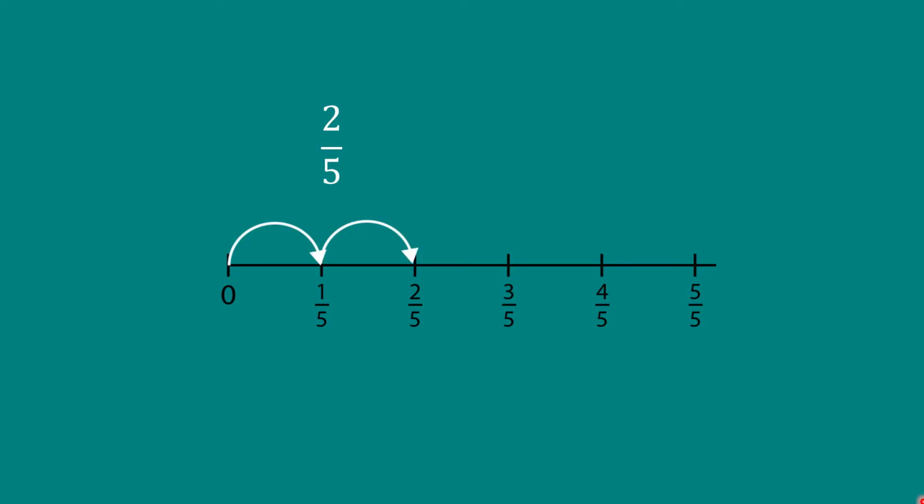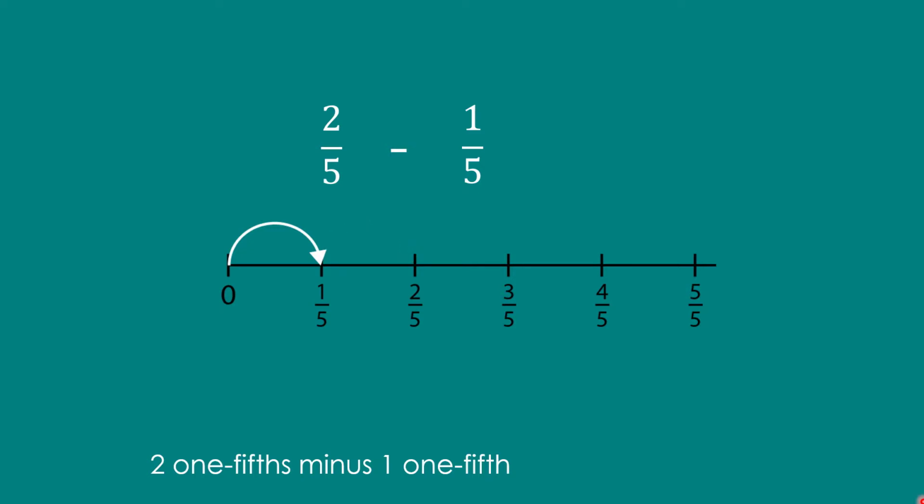Did you imagine it like that? 2 jumps of 1/5. So that's 2 1/5, isn't it? Minus 1/5. So it's 2 1/5 minus 1 1/5. What are you imagining? Did you imagine that? Taking away one of those jumps of 1/5, taking 1 1/5 away from the 2 1/5. And we're left with 1 1/5. So 2/5 minus 1/5 is equal to 1/5.